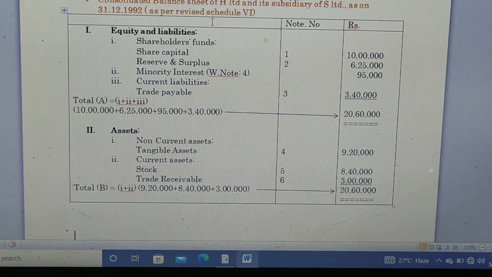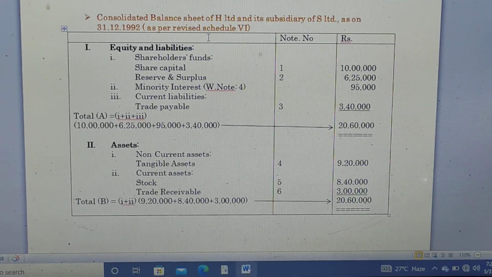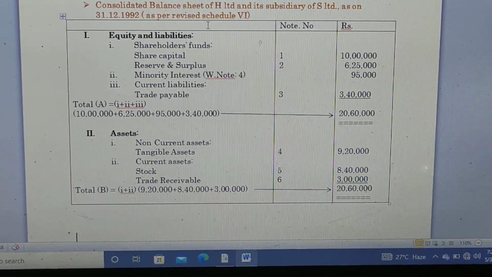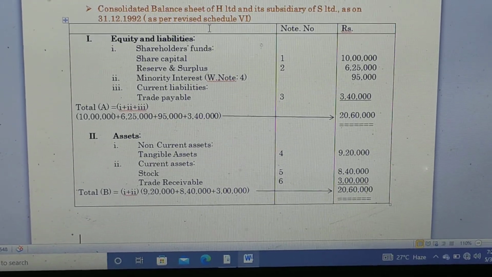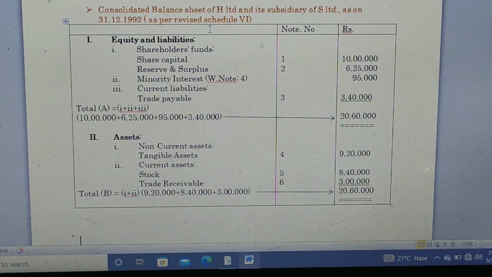Then we have to add all the assets amount. So we get the total assets of 20,60,000. It means 9,20,000 plus 8,40,000 plus 3 lakhs. That's all.